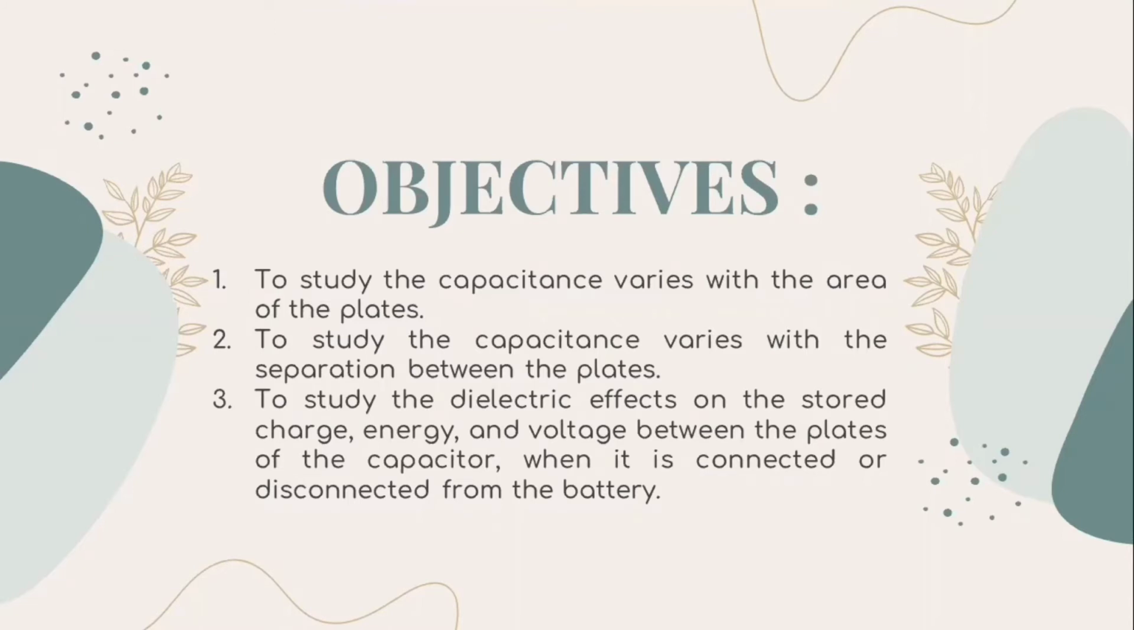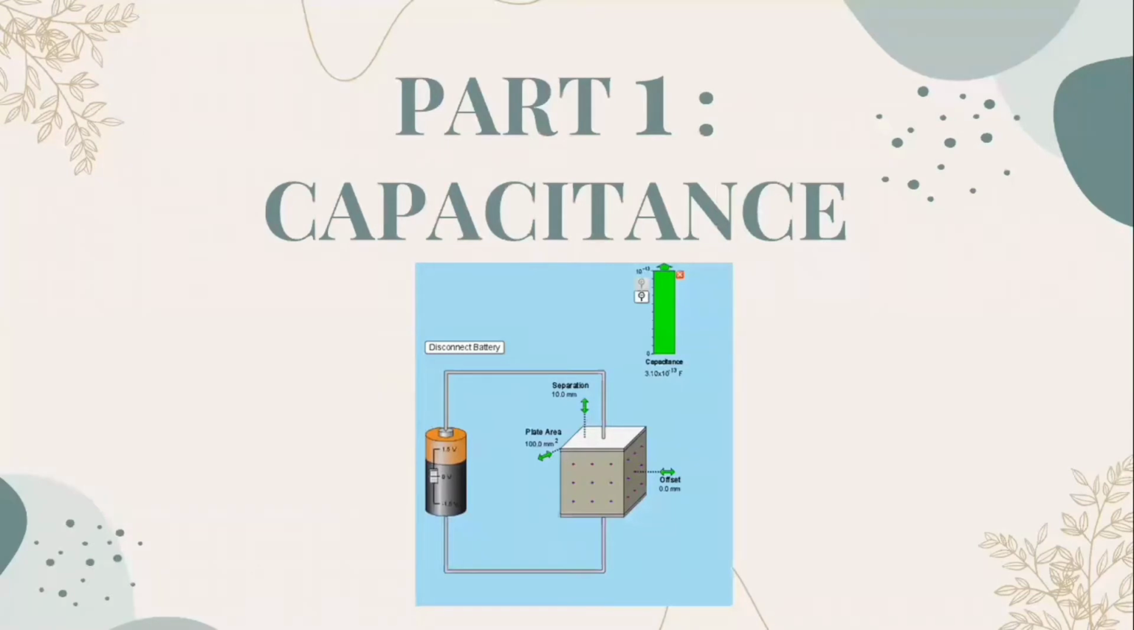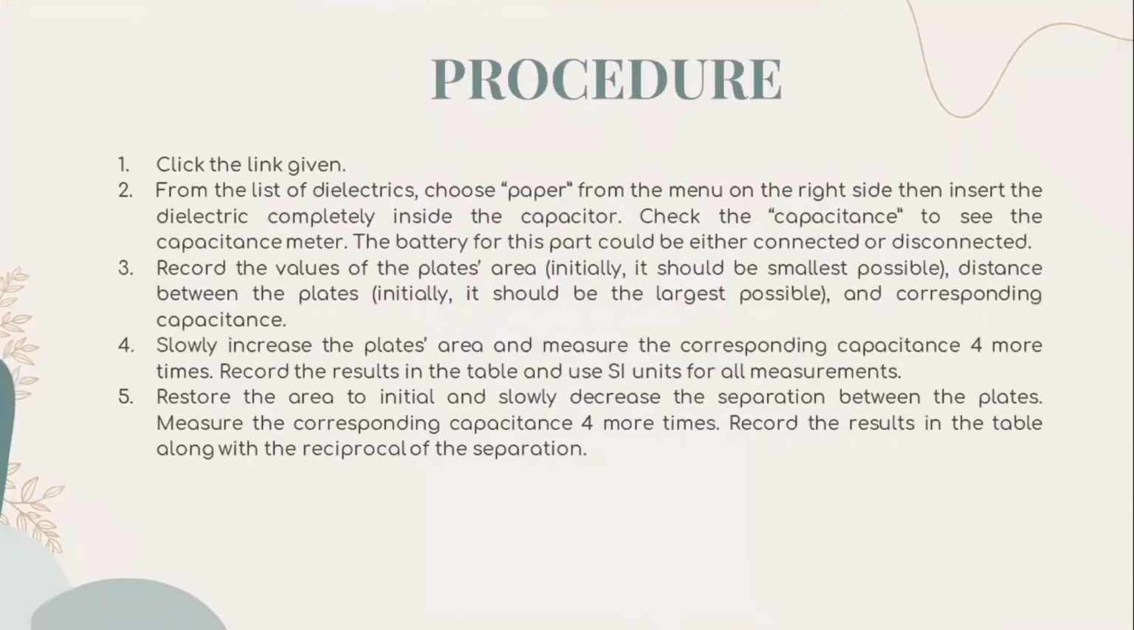There are two parts in this experiment. Now, I will explain part 1 of this experiment, which is capacitance. The picture shows the setup for this experiment. For the procedure, we start by clicking the link given, then from the list of the dielectrics, choose paper from the menu on the right side, then insert the dielectric completely inside the capacitor. Check the capacitance on the capacitor meter. The battery for this part could be either connected or disconnected.